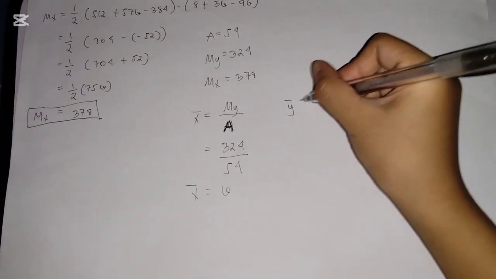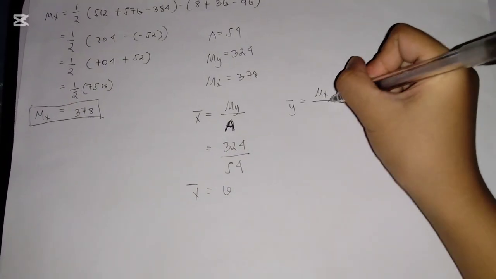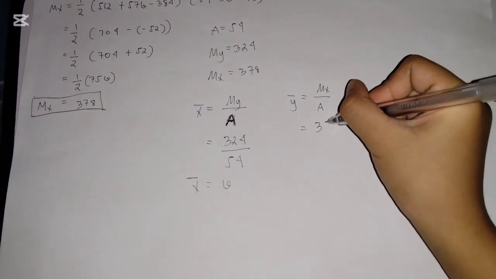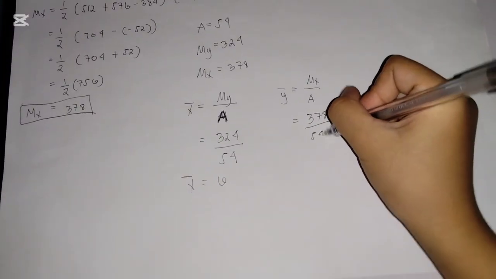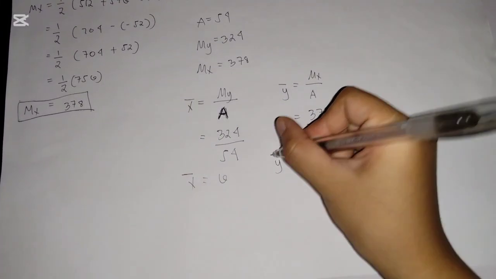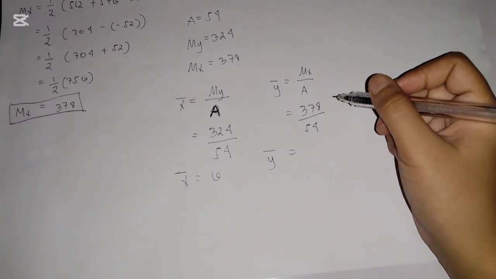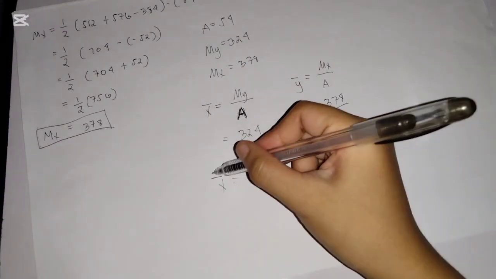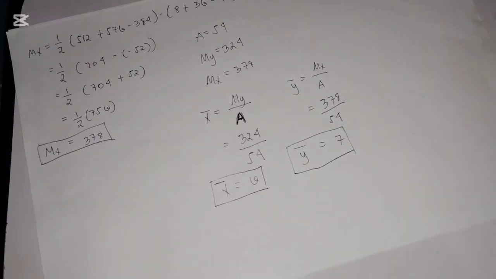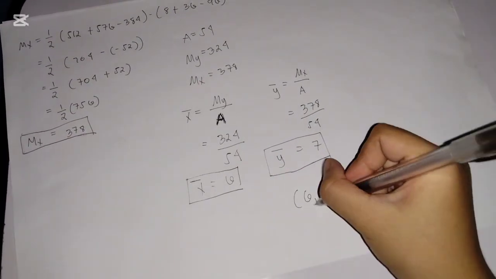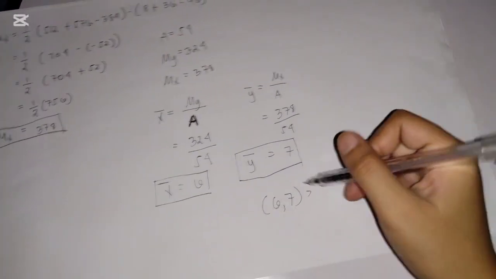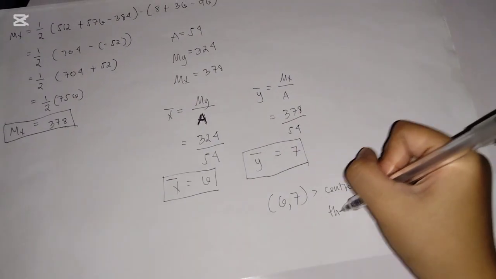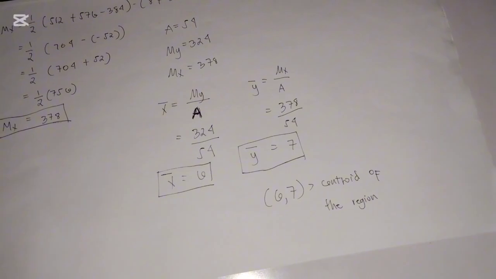How about y bar? Y bar is equal to m sub x over a. Our m sub x is 378 over 54. 378 over 54, we have 7. So this is the centroid of the region, 6 and 7, where x is 6 and y is 7. This is the centroid of the region.